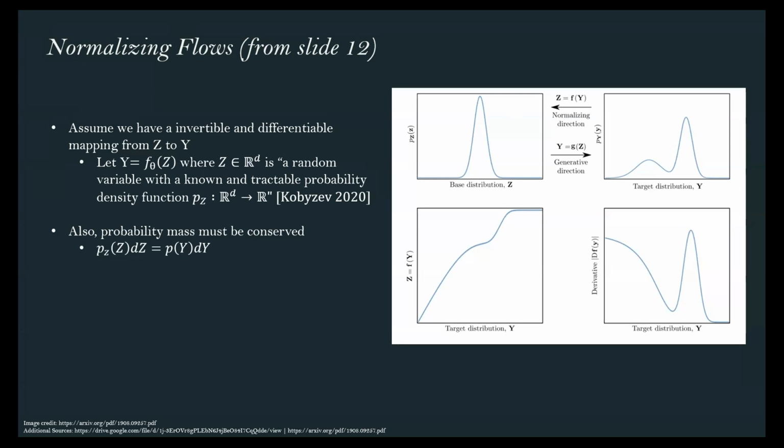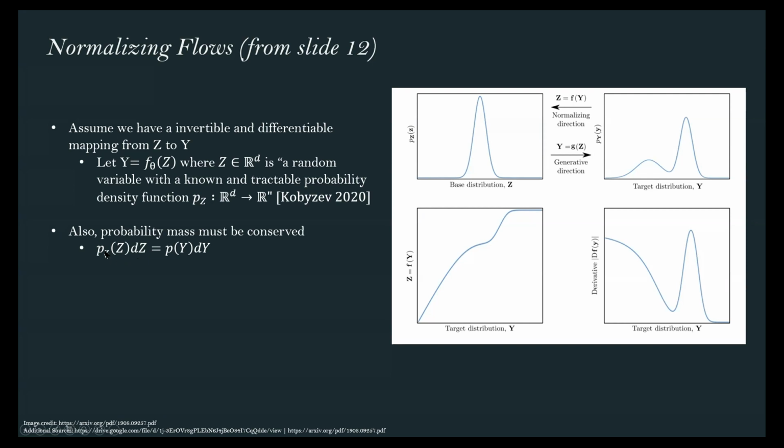What does it mean to conserve probability mass? Well, back to PZ of Z. PZ is a density, right? That's the density for Z. The density is your probability mass per unit volume. So to turn density into mass, you multiply by this little dZ. This little infinitesimal volume multiplied by this density is going to give you a little infinitesimal mass.